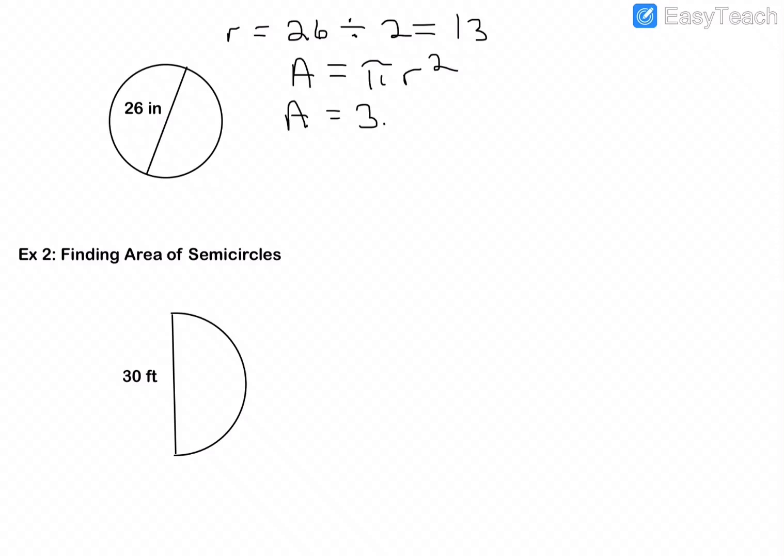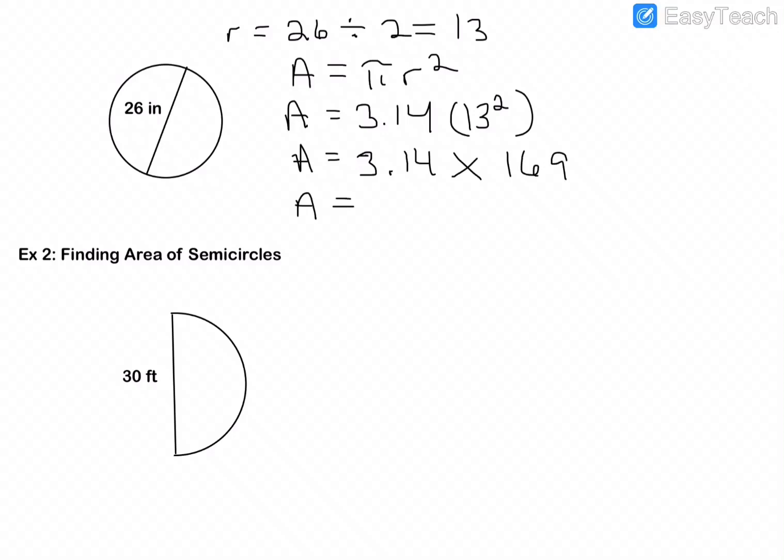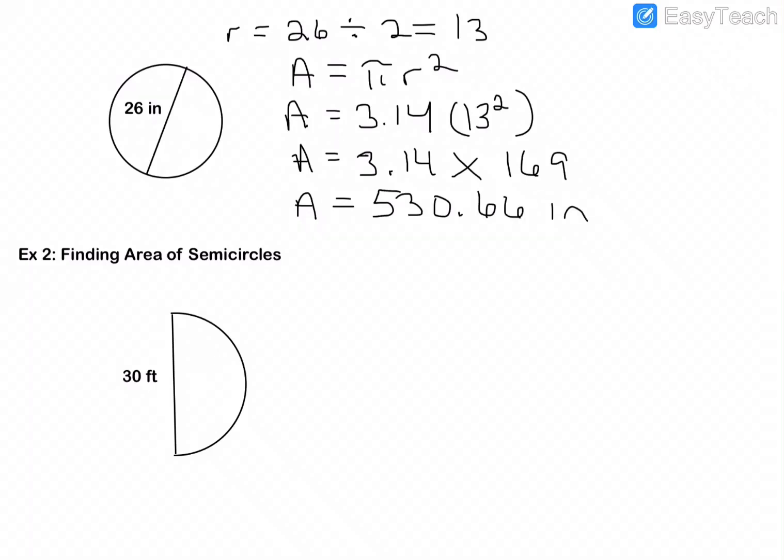And I get 3.14 times 13 squared. And this would be 3.14 times 13 squared, which is 169, which will make my area 530.66. And my unit is inches.